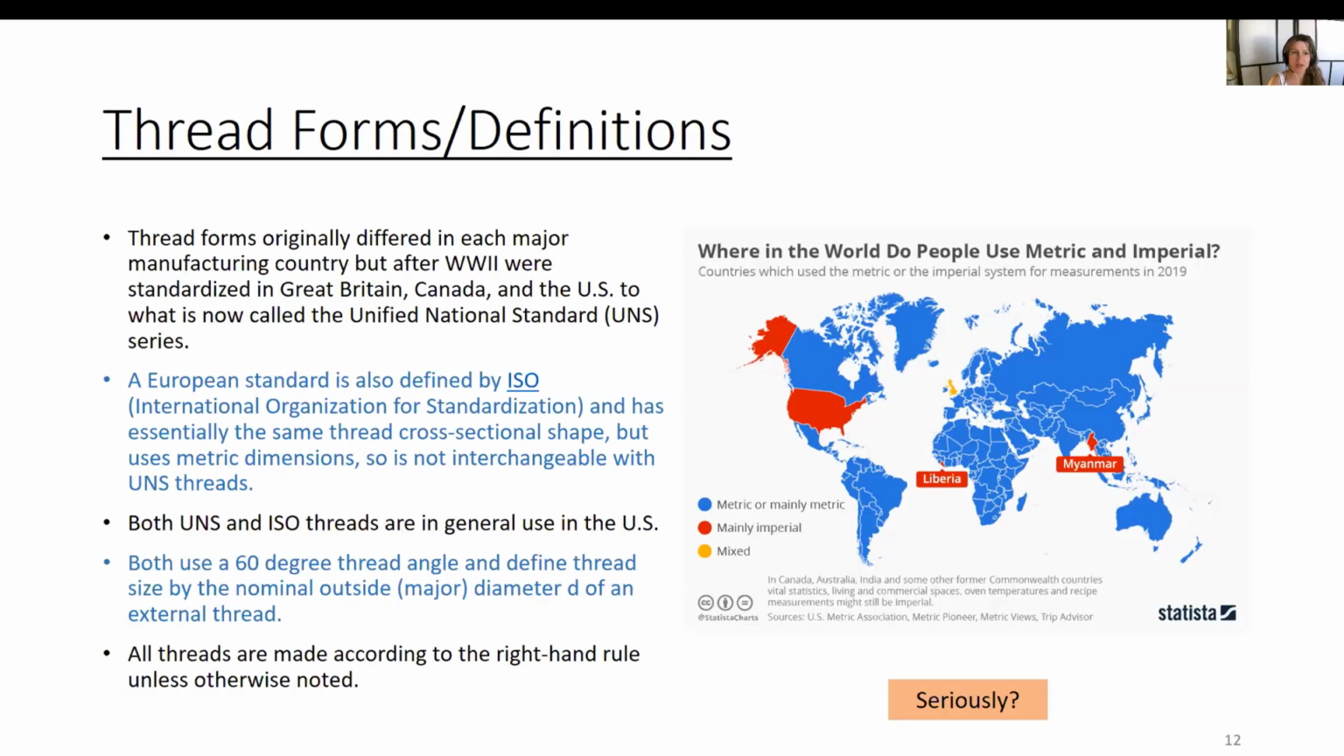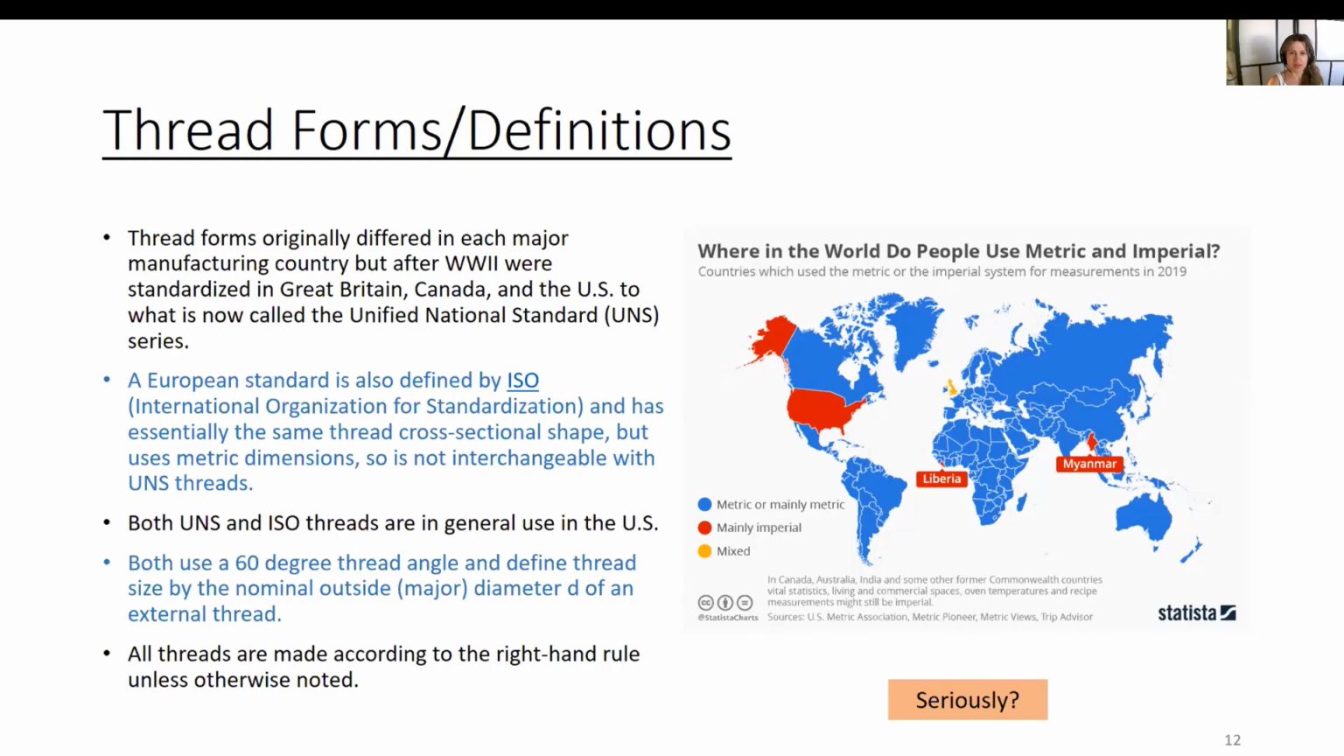So a little bit of history. Thread forms originally differed in each major manufacturing country, but after World War II were standardized in Great Britain, Canada, and the US to what is now called the Unified National Standard, UNS series. You can also just think of this as English units. A European standard is also defined by the International Organization for Standardization, ISO, and has essentially the same thread cross-sectional shape, but uses metric dimensions, so not interchangeable with UNS threads.